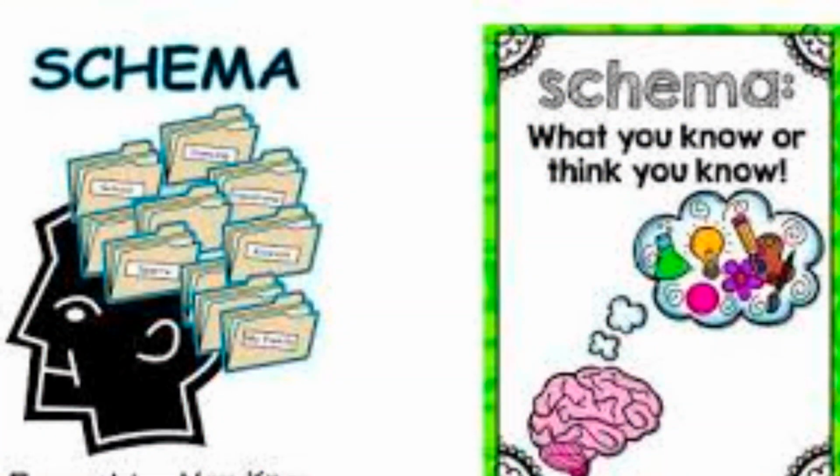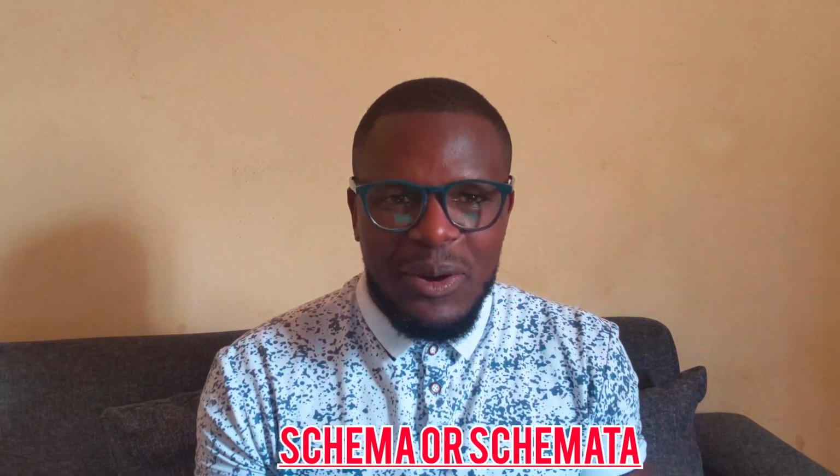So today we are going to discuss the topic of schema in cognitive psychology. And previously, in one of my videos, we discussed the types of psychology, and we explored 8 types of psychology that are very common and widely studied. But today we are going to single out cognitive psychology, and we're going to discuss the concept called schema or schemata.